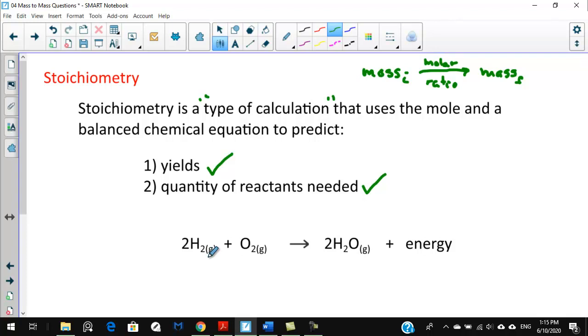So we can use this technique to figure out how much H2 and O2 we would need to put in a container to get the best explosion, the best combustion, to make the most amount of energy. That's what I mean by quantity of reactants needed. If I had a liter of hydrogen, how much oxygen would I need to make the most energy that I could possibly make? Okay, so those are the two questions we're going to take a look at.